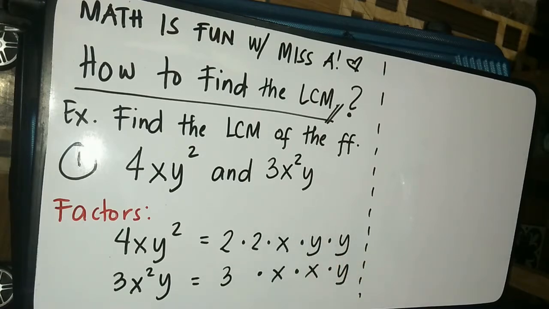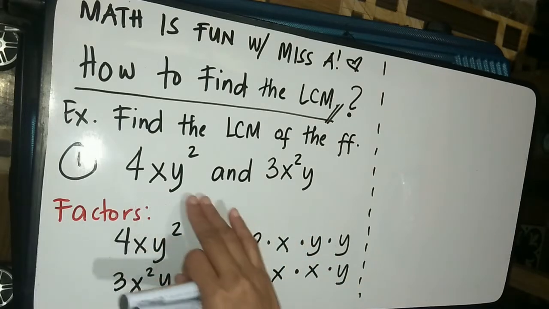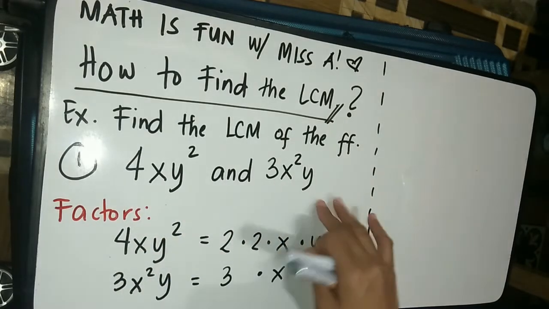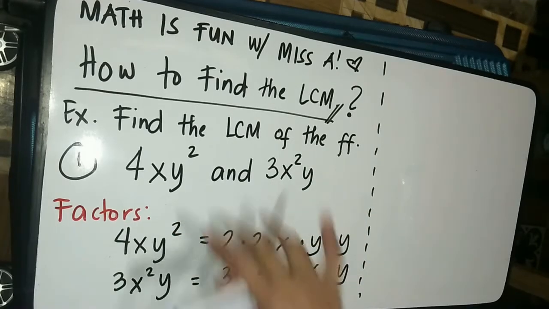Pero kapag nagdi-deal na tayo sa algebraic expressions, we can do it like this. So, ituturo ko sa inyo kung paano kumukuha ng LCM kapag ang given ay mga algebraic expressions na. So, wala na tayong paligoy-ligoy pa. Let's start with example number 1. You have 4xy squared and 3x squared y. So, hahanapin natin yung LCM ng dalawang monomials na to.